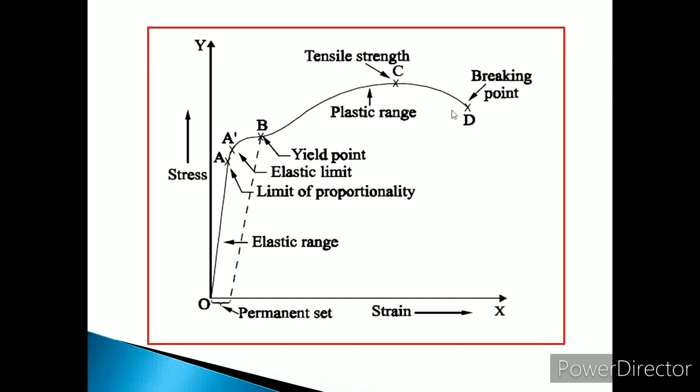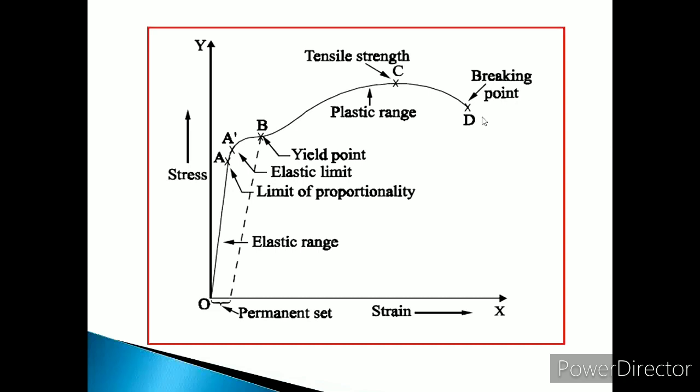That means it will reach the breaking point. This point is known as ultimate strength or tensile strength. After the point C, if we apply a force or load, what will happen? The wire becomes broken into 2 or more portions. That means it will move towards the breaking point.